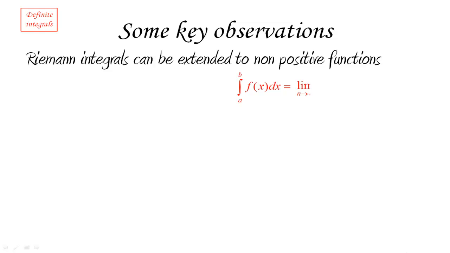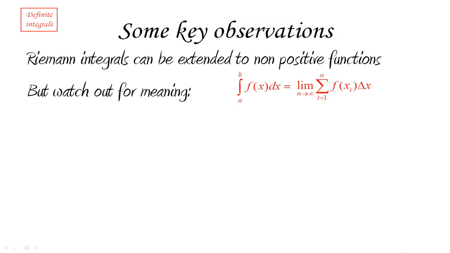We define that to be the limit as n goes to infinity of the sum from 1 to n of f of xi delta x. Now this is an algebraic definition, right? It does not really prevent us from computing that quantity even when the function is negative, or sometimes positive or negative. However, we have to watch for what this definite integral then means in those situations.